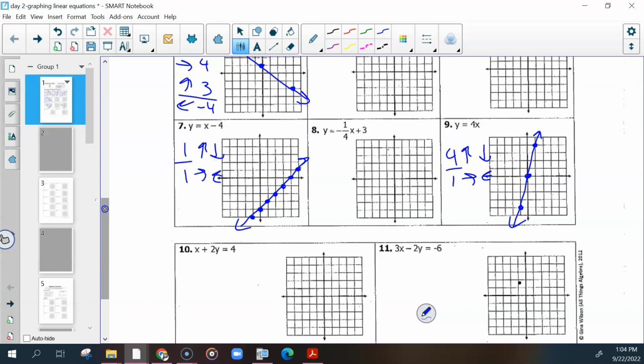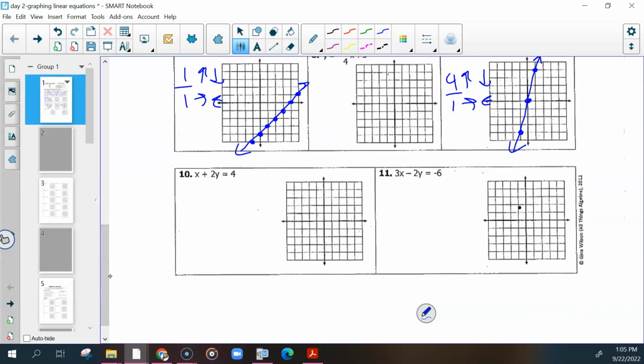We are going to do one of those, yes. So we'll start with 10, and then we'll move on to 11. All the other ones we just did were in slope-intercept form. These ones are not. So we have to get it back in slope-intercept form before we do anything else. Anyone remember how we do that? Franco? Minus x. Yes. To both sides.